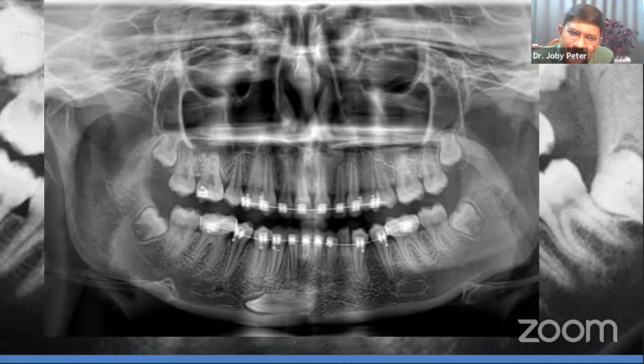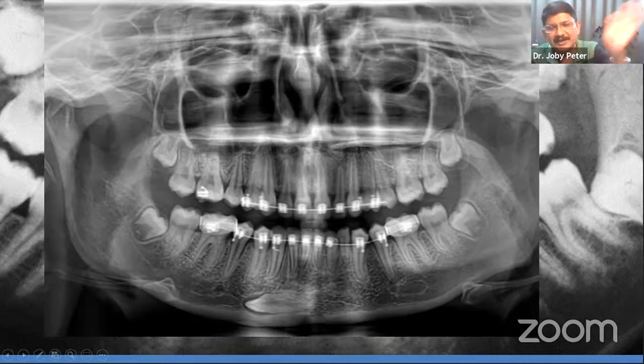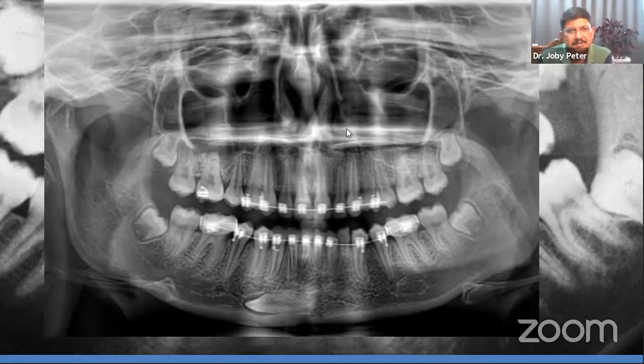Hats off to the surgeon who is going to open it up and do that surgery without injuring that nerve, which is very close to the inferior alveolar nerve, because it is going through the canal, in the reverse way. So orthodontics is going.